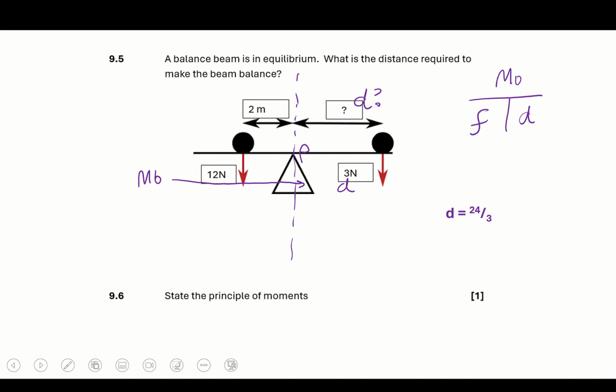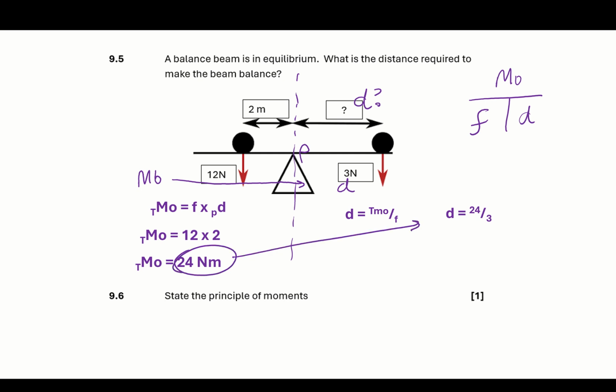So here we go. You're very good at these in class, so I'm hoping you nail these questions. So turning moment equals force times distance, 12 times 2, 24 Newton meters. Now I'm going to move that number 24 across. So the distance equals the moment divided by the force. Well, that's the 24 that we've moved across. So that's my 24, divide by my force 3, and I've worked out that the distance equals 8 meters.